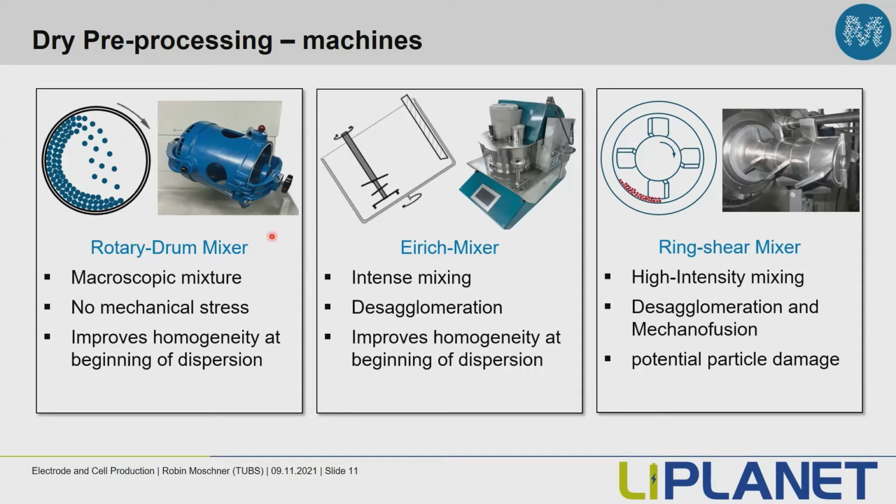For example, we can use a rotary drum mixer, which is a macroscopic mixing device that introduces almost no mechanical stress, but improves the homogeneity at the beginning of the dispersion by mixing the dry components. Then we can use the Eirich mixer, which is a more intense mixing device and can disagglomerate, for example, carbon black particles, but also improves the homogeneity at the beginning of the dispersion. And lastly, I want to show you the ring shear mixer. The ring shear mixer is a high intensity mixing device and can not only disagglomerate, but can also do the mentioned mechanofusion, but also potentially damage particles.